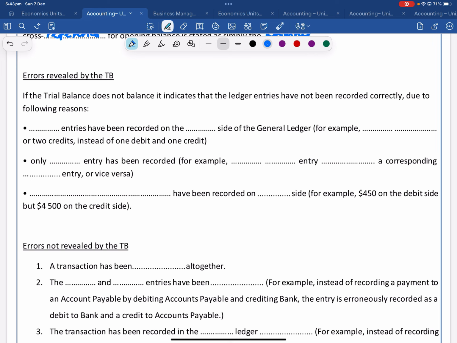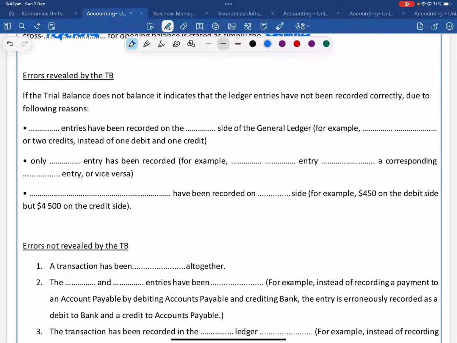They are not revealed by the trial balance, right? So you can see them. We call them errors of omission. Omission means we have completely ignored, missed out. So still our trial balance balances? Yes. Why? Because if we had done the other things correct, still our trial balance balances. So that means our trial balance cannot trace that error, right?